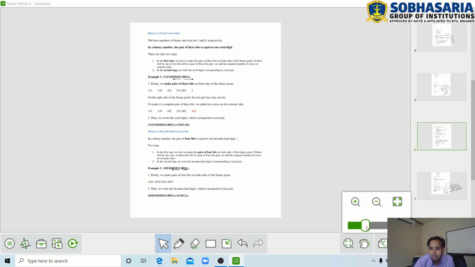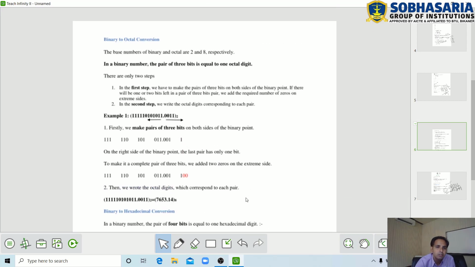Now here we convert binary numbers into octal. The bases of binary and octal are 2 and 8 respectively. Now what is the procedure? We know that an octal digit is a combination of 3 bits. So in the first step, we make pairs of 3 bits on both sides of the binary point. If 1 or 2 bits are left in a group of 3 bits, we add the required number of 0s on the extreme sides. In the second step, we write the octal digit corresponding to each pair.